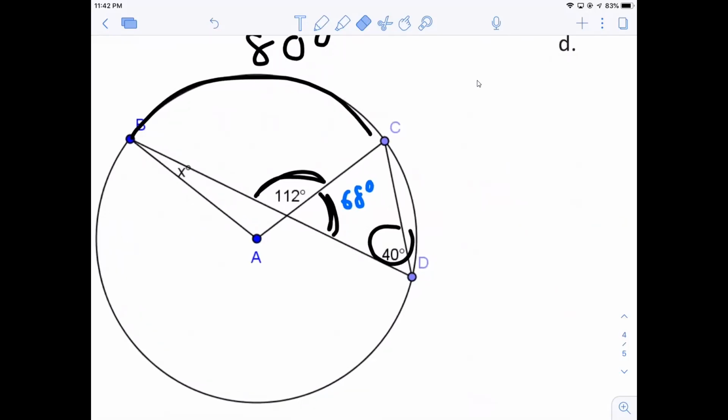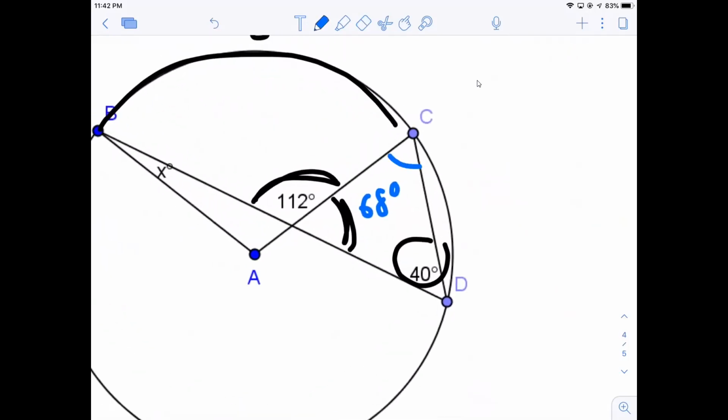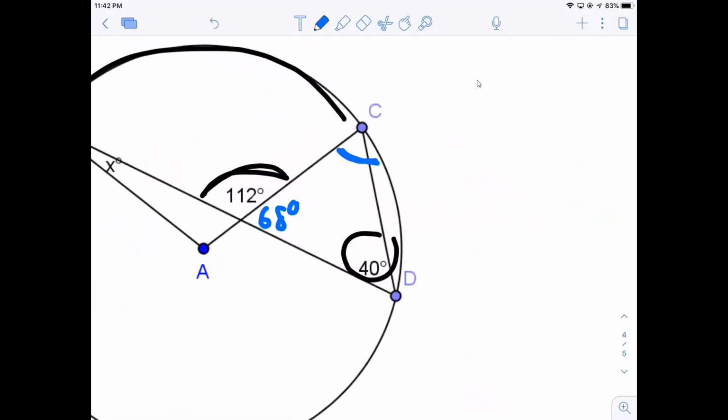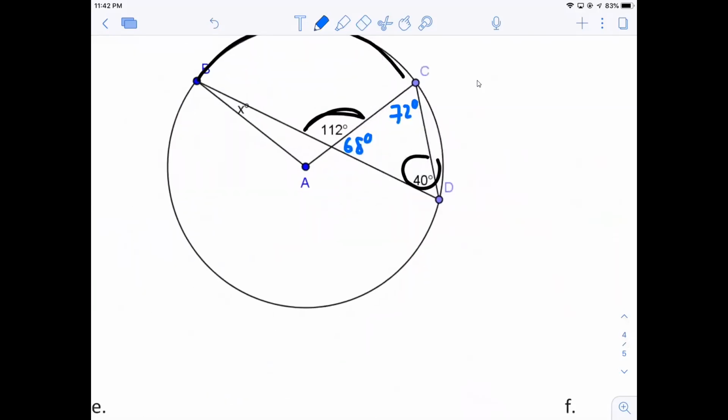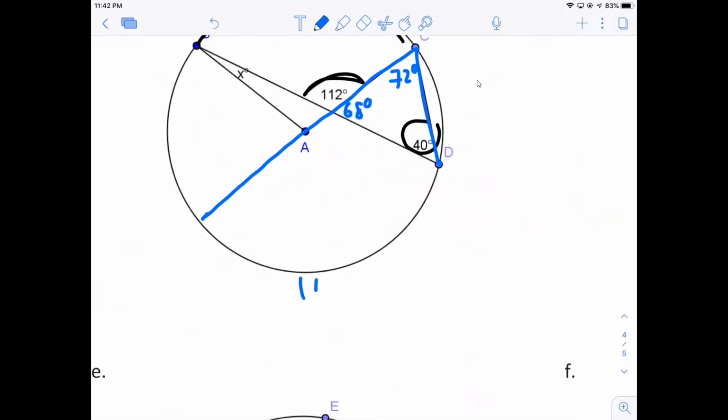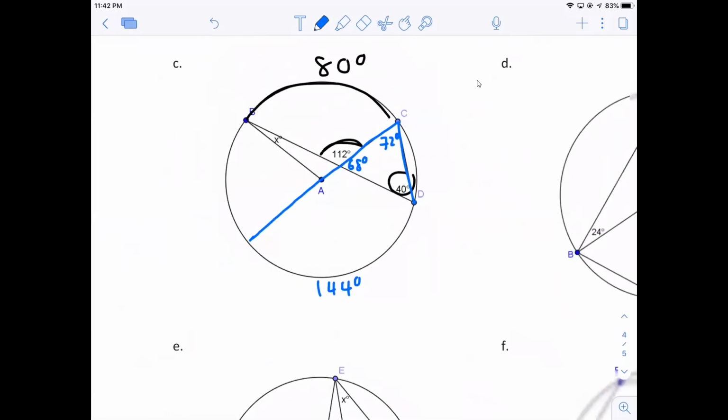What can we do? Oh, well, we can find the measure of angle ACD now. Right, so let me just write this small, 68. That's 108. 180 minus 108 is 72 degrees, which will make, if I extend this, we got another inscribed angle here, which will make this 144 degrees. All right, what am I doing? I'm just finding angles. That's 144 degrees, twice 72.